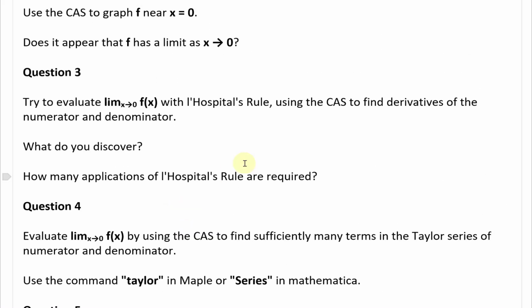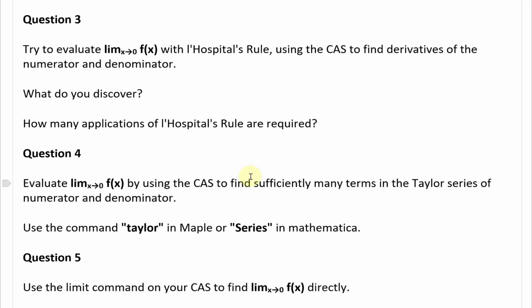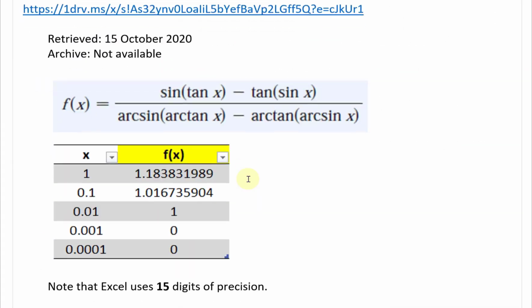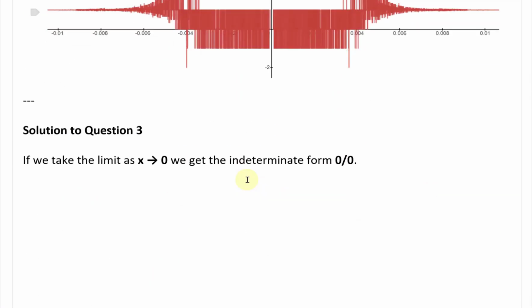Question 3 states: try to evaluate the limit as x approaches 0 of f(x) with L'Hopital's rule, using a CAS to find derivatives of the numerator and denominator. What do you discover? And how many applications of L'Hopital's rule are required? So we're going to use L'Hopital's rule to find a limit. So the solution to question 3.